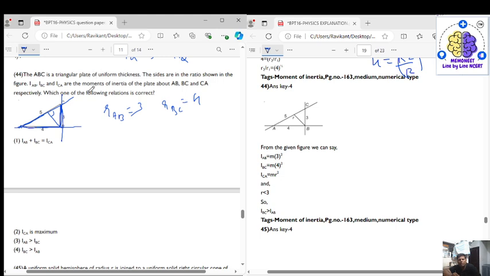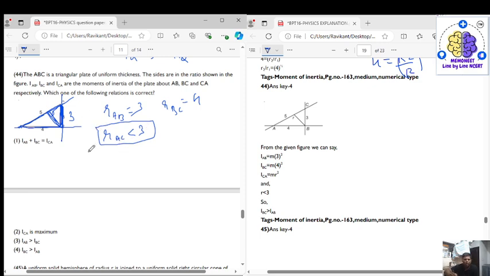Now this perpendicular distance, if you can see, for this right angle triangle, this side is the hypotenuse, right? And this side is equal to 3. So definitely this distance will be less than 3. So R for AC is less than 3. Now if R for AC is less than 3, it means we have minimum R for AC.